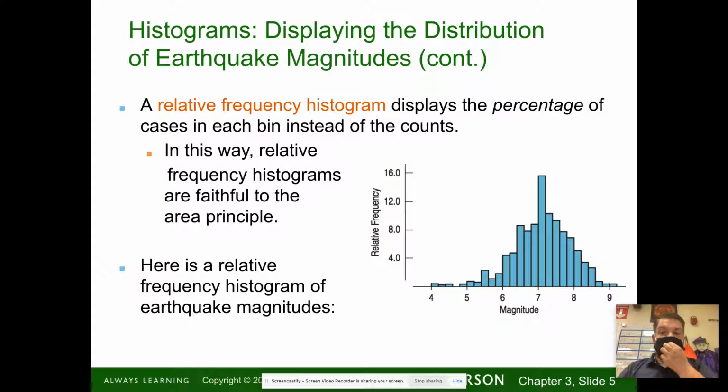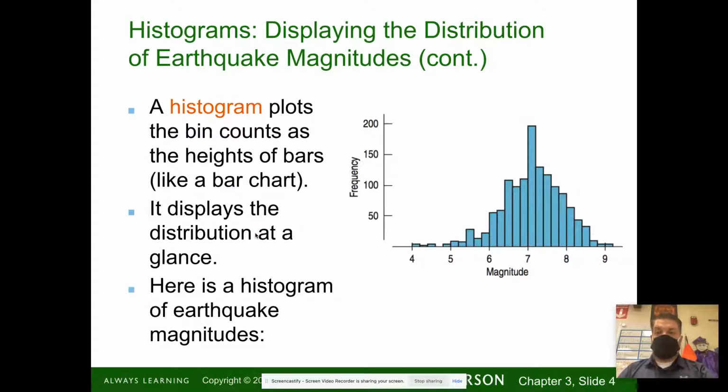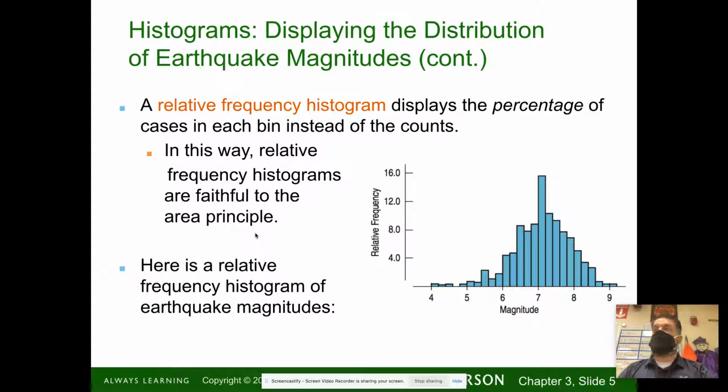So a relative frequency histogram displays the percentage. It basically looks the same, except now we have the percentage. There's about 16% of all earthquakes that were measured in this study that were either at 7 or slightly above 7. Does that make sense? What's cool about this is that relative frequency histograms are faithful to the area principle. You can get a feel for this just by looking at the graph. So this is basically the same thing as this one, except now we have a measurement of percentage. Okay?